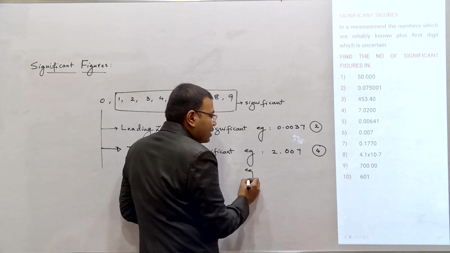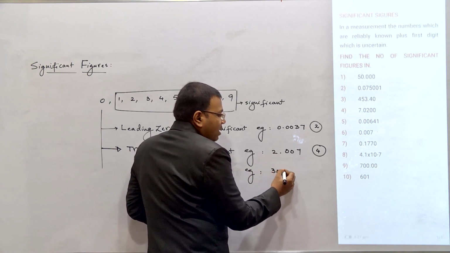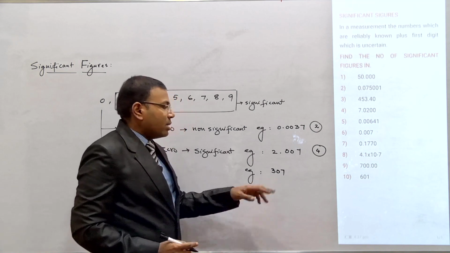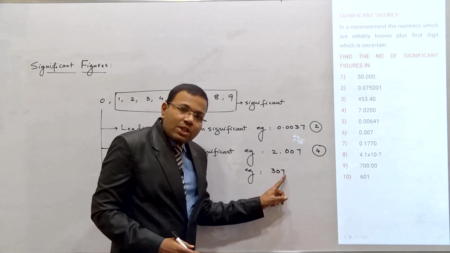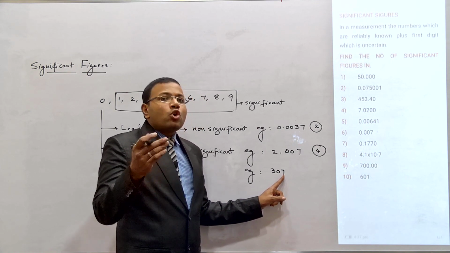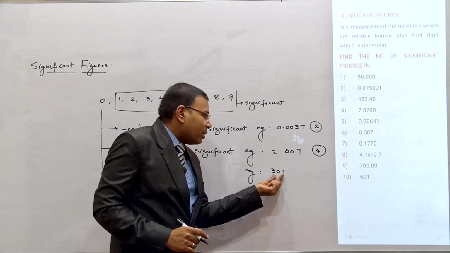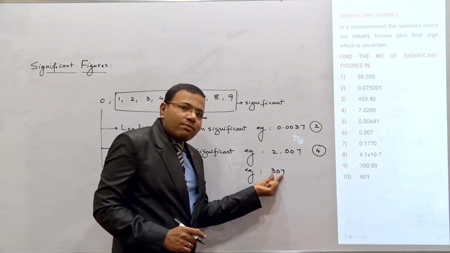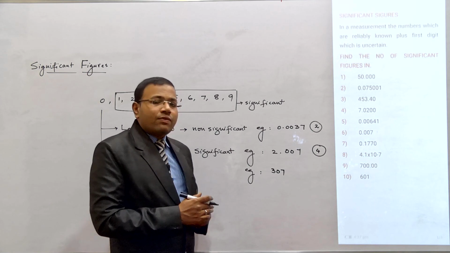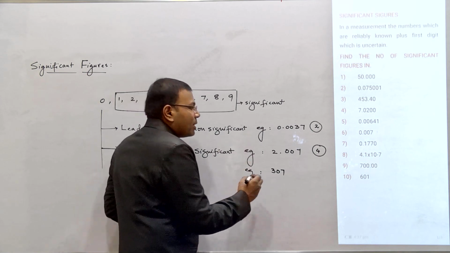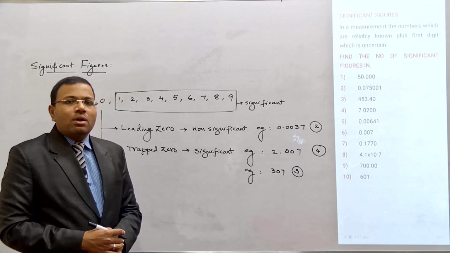Another example I will give you: if you are getting 3, 0, 7, how many significant figures are there in this? 3 is a significant figure, 7 is also a significant figure. Whether to count 0 or not in this, yes, we need to count 0. The reason is, these are the 2 significant figures and 0 is a trapped zero in between them, so we have to count that. Here 3 significant figures are there. I hope it is clear.